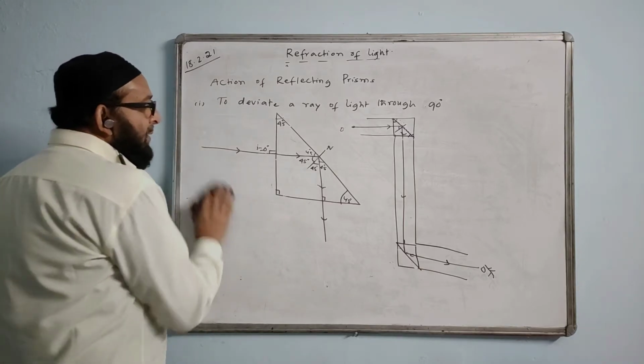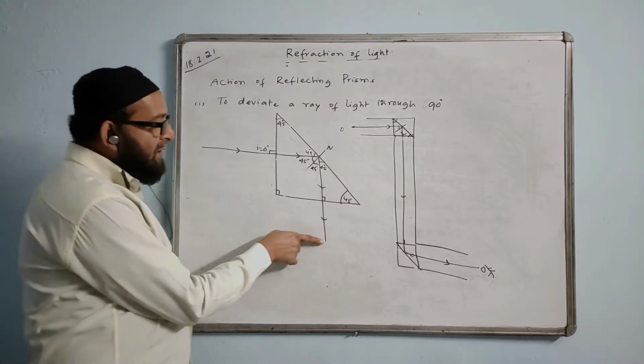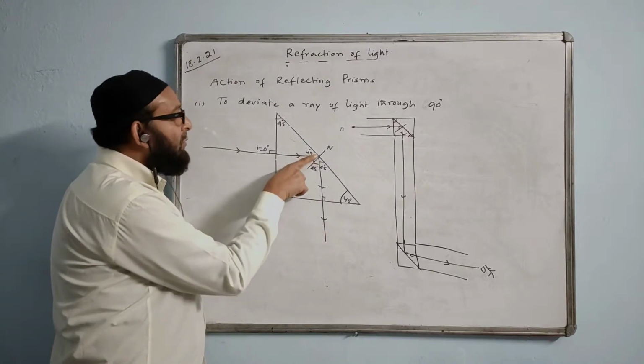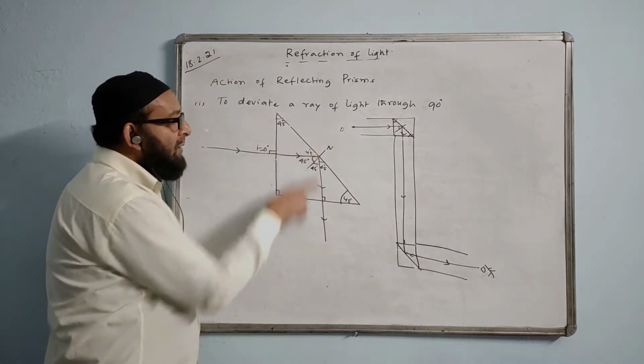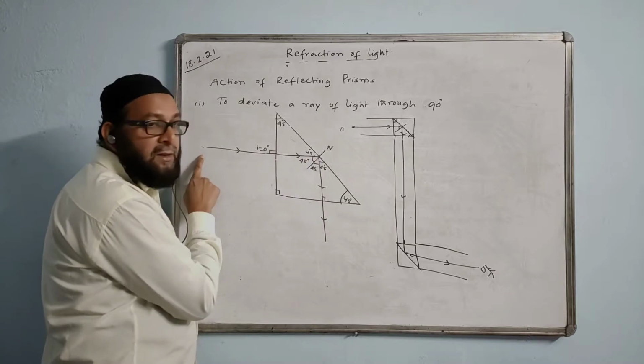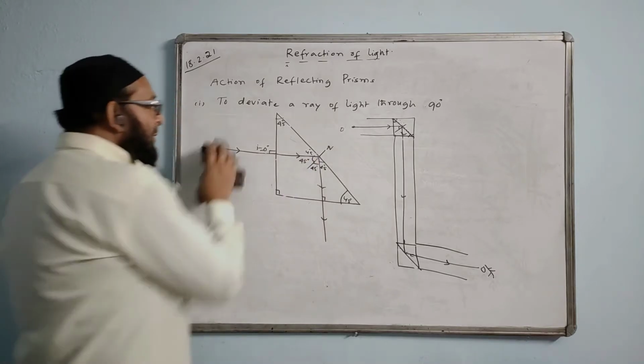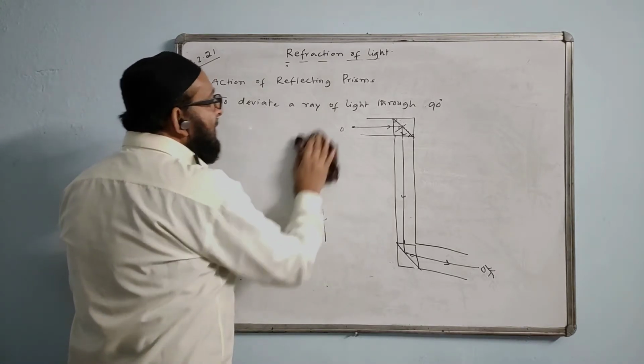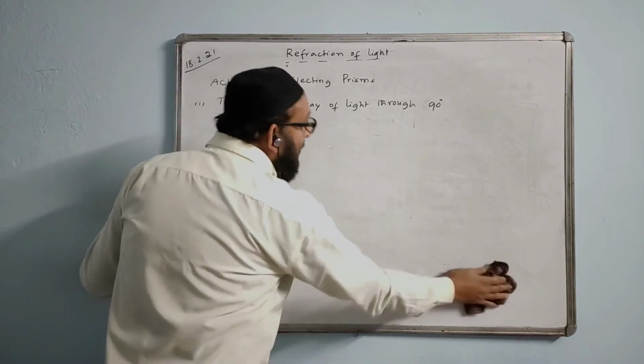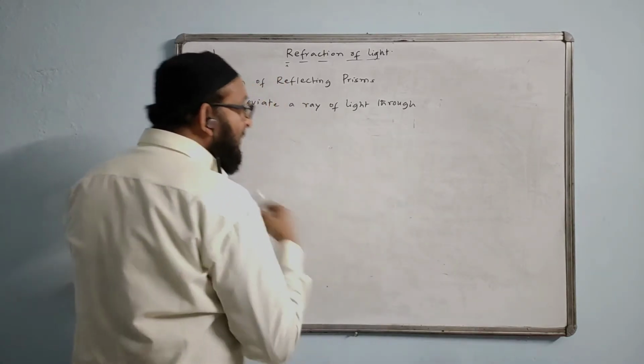Okay. The reverse is always true. When the ray starts from here, it will go like this. Reverse is always true. Now another one, to deviate a ray of light through 180 degree.